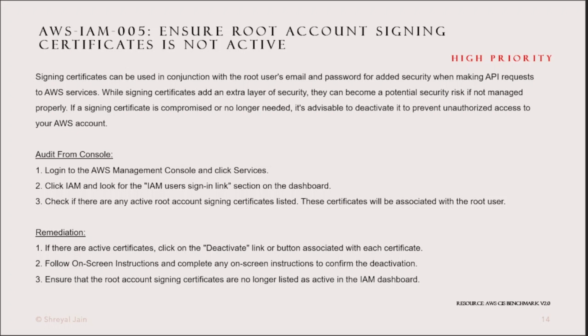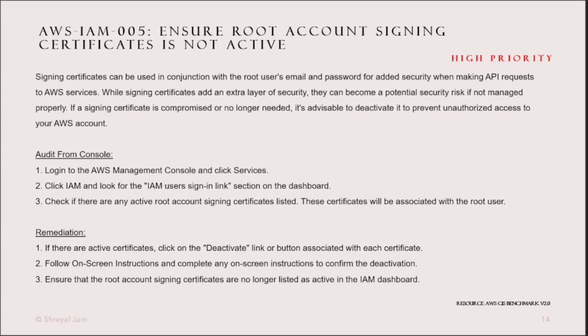Moving on to the last and the fifth one for the root account. This says ensure root account signing certificate is not active. Signing certificates can be used in conjunction with the root user's email and password for added security when making API requests to AWS services. While signing certificates add an extra layer of security, they can become a potential security risk if not managed properly.